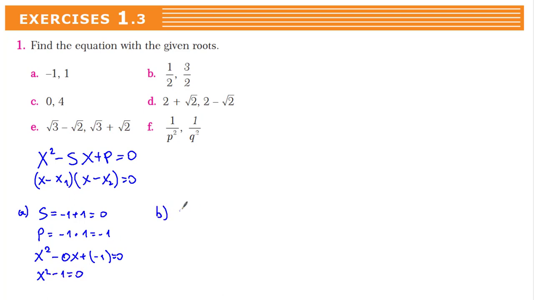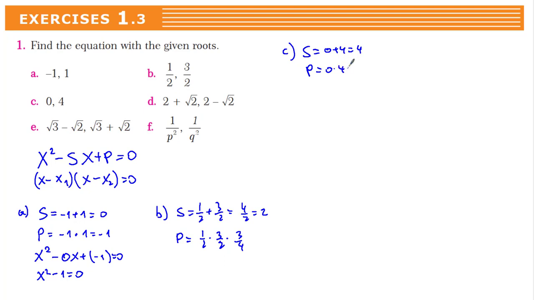Under b, the sum is 1 over 2 plus 3 over 2, that's 4 over 2, which is 2, and the product is 1 over 2 times 3 over 2, that's 3 over 4. Again, substitute into this form of the equation. We'll leave that to you. Under c, the sum is 0 plus 4, 4. The product is 0 times 4, 0. Substitute into this form of the equation, done.